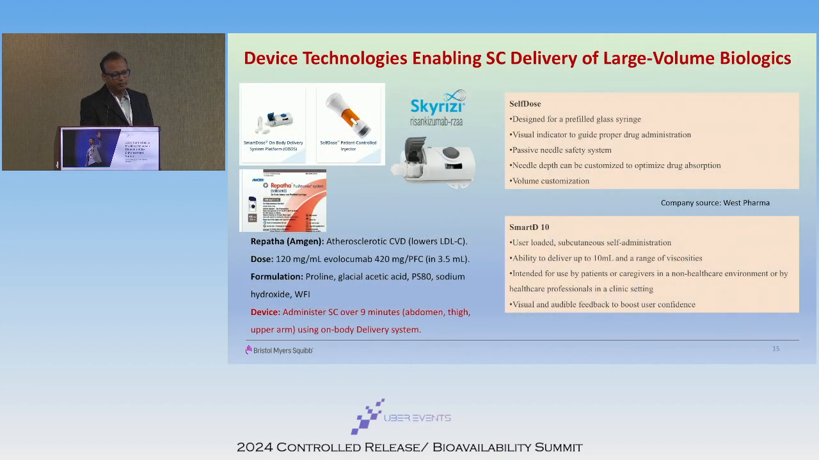So in this slide, I'm discussing some of the device technologies that we need for large volumes, more than 2 ml or more than 5 ml. So these are some of the examples here. The self-dose is prefilled in a glass syringe or the auto-injector that can deliver up to 5 ml by using the enzyme hyaluronidase technology.